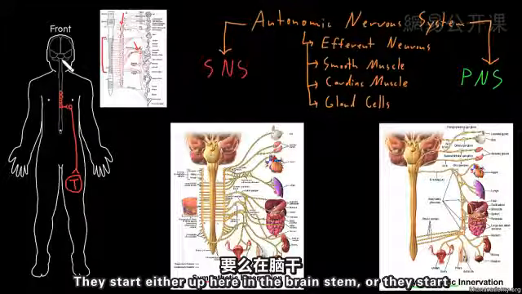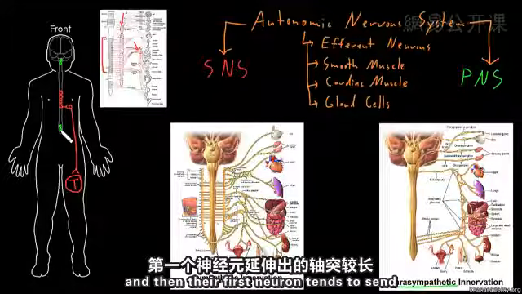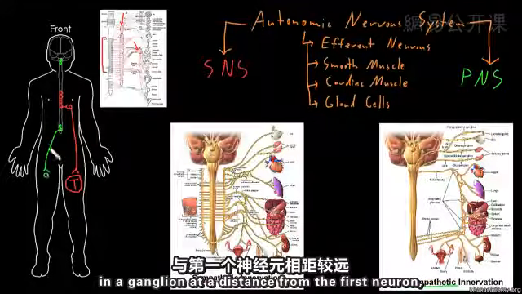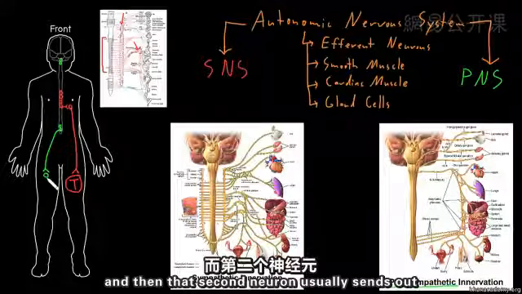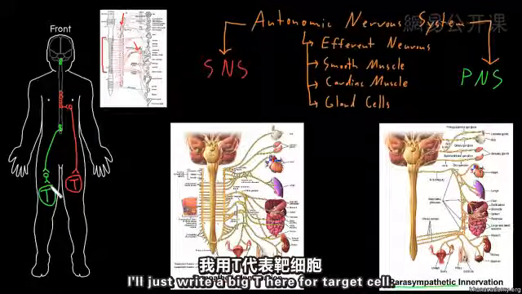They start either up here in the brainstem, or they start way down here at the bottom of the spinal cord. And then their first neuron tends to send a long axon out to synapse with the second neuron in a ganglion at a distance from the first neuron. And then that second neuron usually sends out a short axon to synapse on its target cell. I'll just write a big T here for target cell.